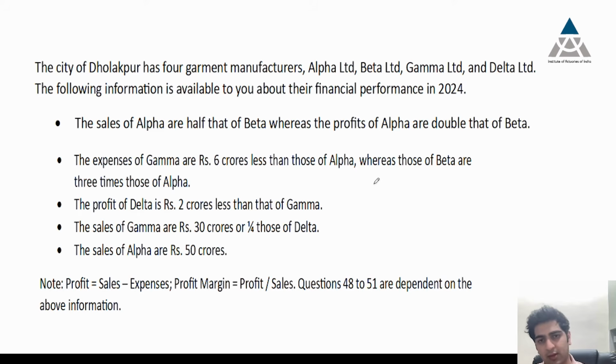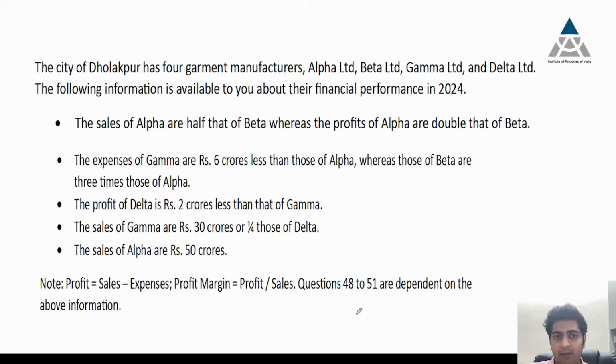Profit of Delta is 2 crores less than that of Gamma. Sales of Gamma are 30 crores or 1/4 of those of Delta. Sales of Alpha are 50 crores. So a lot of number jungle. We will try and first consolidate all these numbers before attempting any question. They have given some notes as well that profit is sales minus expenses and profit margin is simply profit by sales. So these will be important for the 4 questions 48, 49, 50, 51.